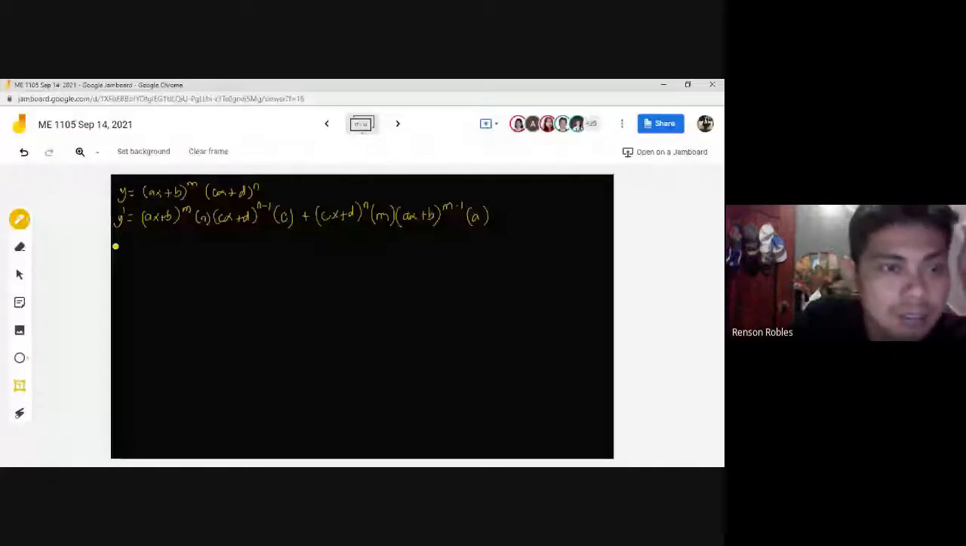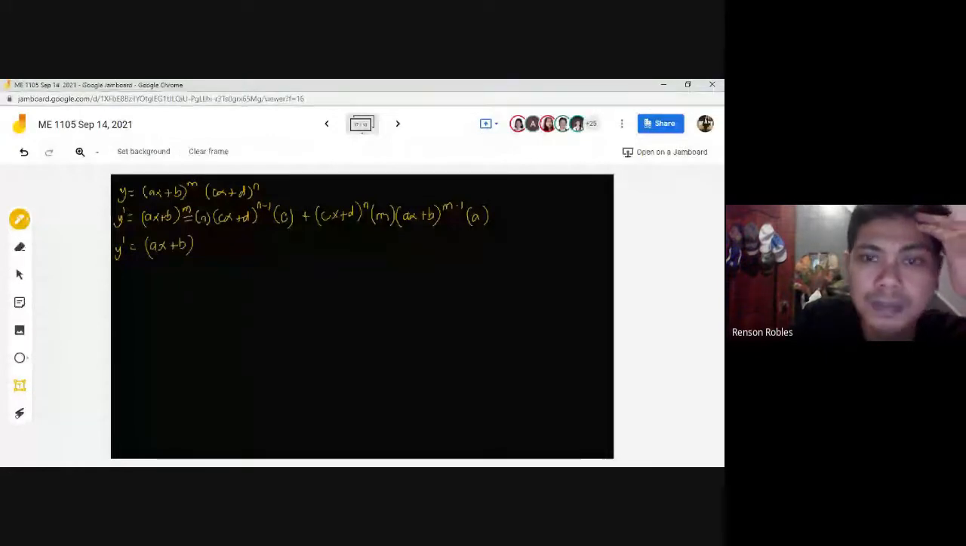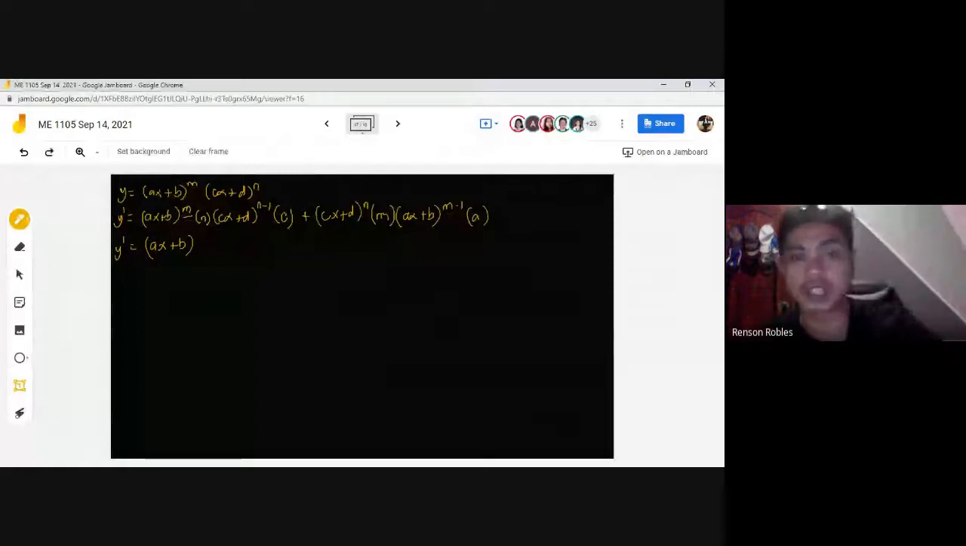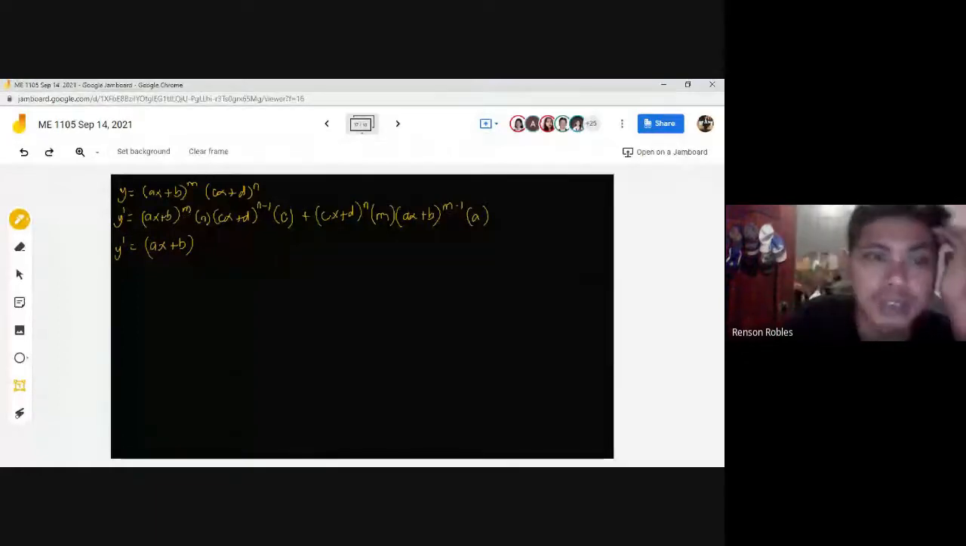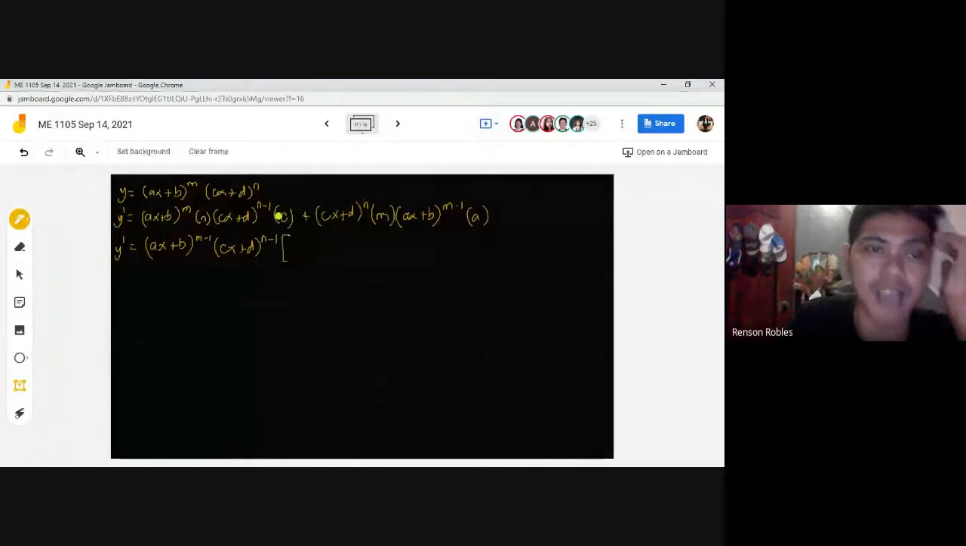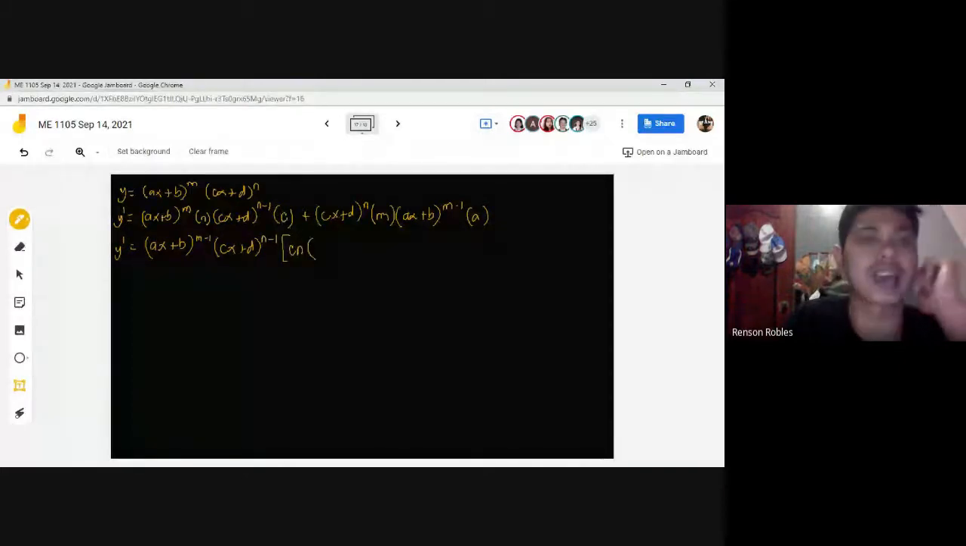And then, factoring na tayo. Common monomial factor, ax plus b raised to, this is m minus 1. Which one is lower? That's m minus 1. Times cx plus d raised to n minus 1, and this is n minus 1. Then times cn, times, this has been thrown outside. So, ax plus b raised to m. Ax plus b raised to m minus 1.